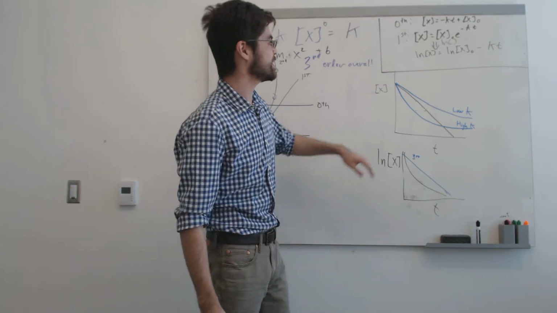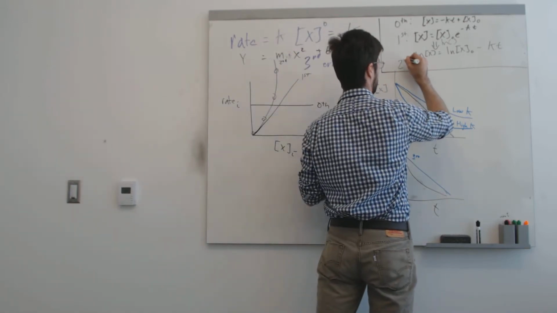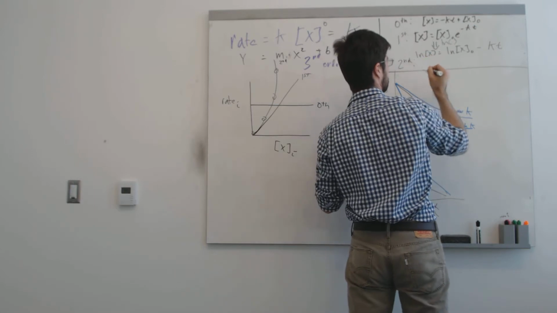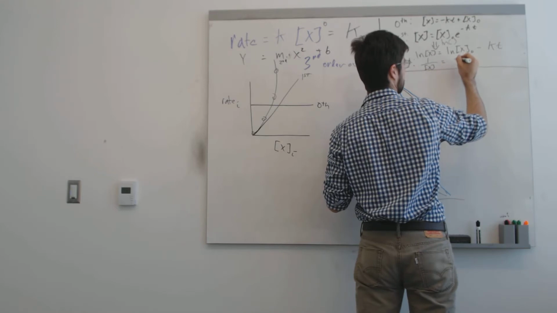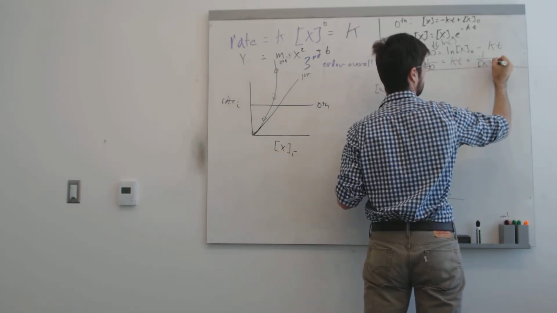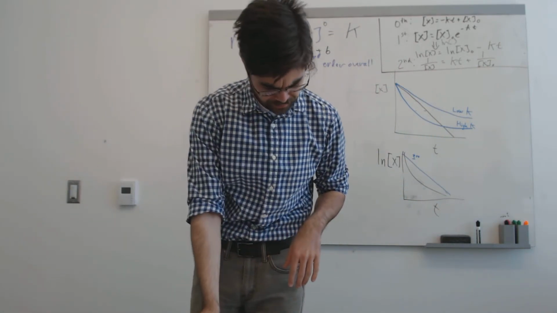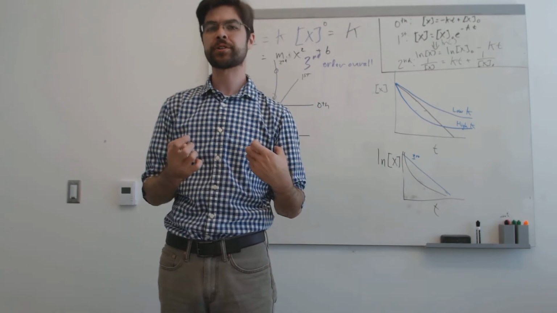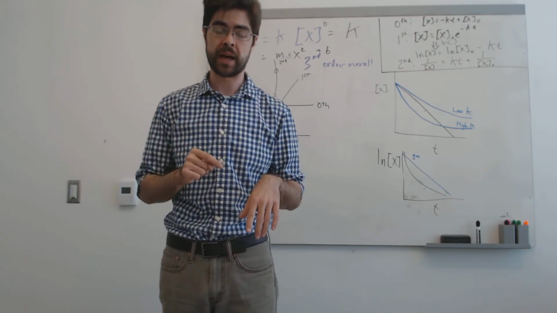So again, the key idea here is that different orders of reactions have different characteristic concentration versus time dependencies. A second order reaction looks like this: kt plus 1 over the initial concentration equals 1 over the concentration. So yeah, they have different characteristic plots, and so you take your data and see, does it match any of those plots?